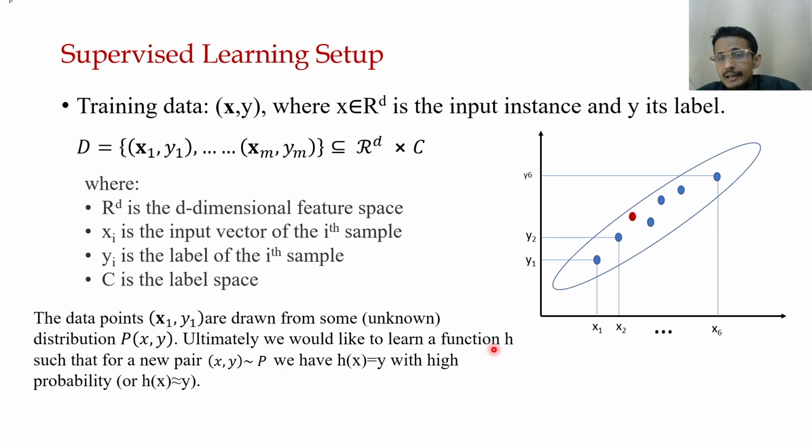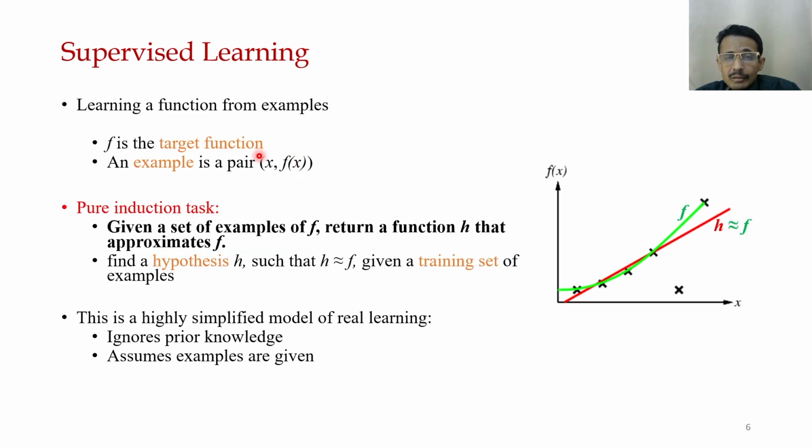So what is our purpose here? We would like to learn a function h such that this function h represents these data points very well. So when a new x comes in, we have to say that h of x is y, that means we can predict this with a very high probability. This is the ultimate purpose of this regression problem. Now let's try to understand this in a bit more depth.